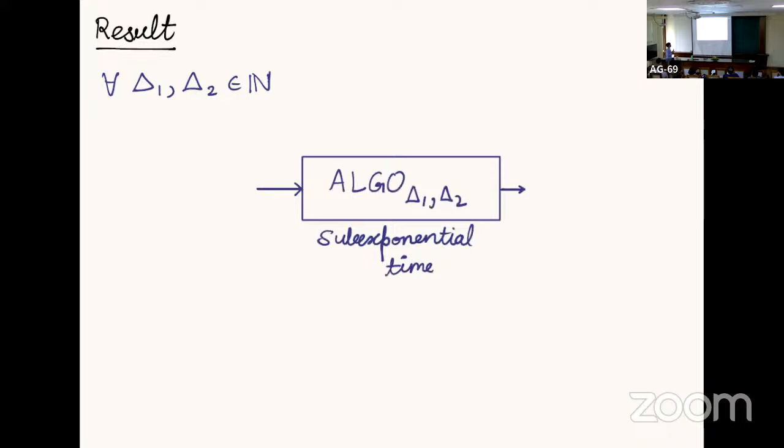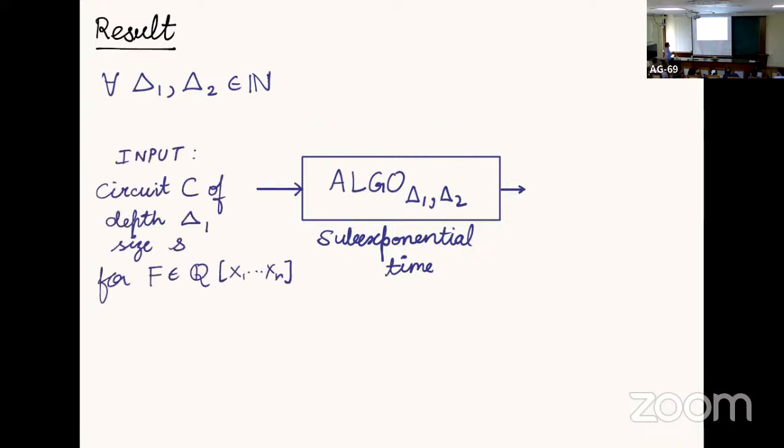All right, and what is the result that I'll be talking about? Fix any two constants, delta 1, delta 2, natural numbers. We give an algorithm which runs in sub-exponential time. Sub-exponential seems bad, but in the kind of questions we are working with, we don't know how to do better than this.